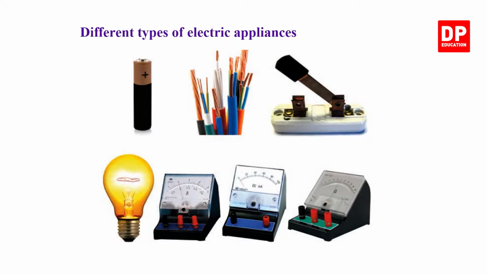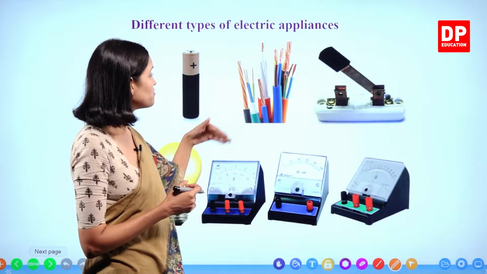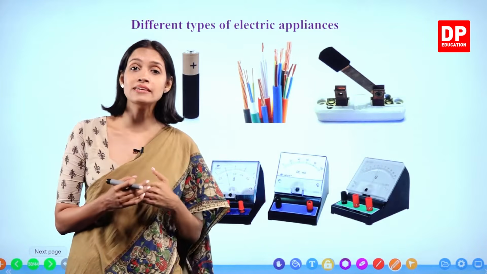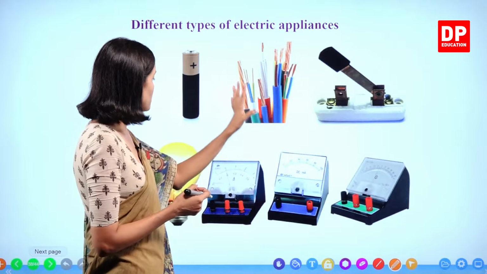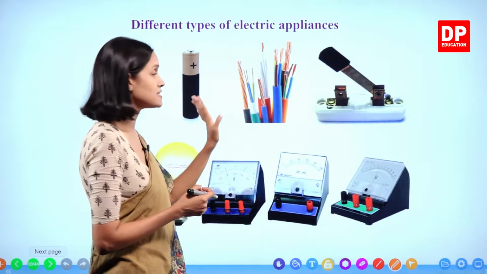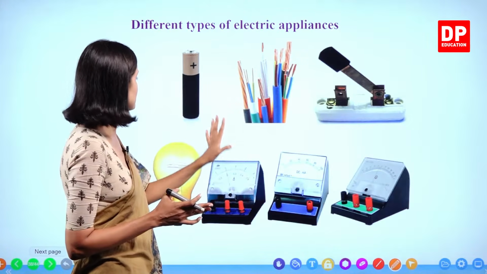Our next topic is different types of electric appliances. What is the meaning of electric appliances? Different types of instruments that work using electricity, right? And specifically these types of electric appliances are very important to make circuits. Okay, children? So what are these things?